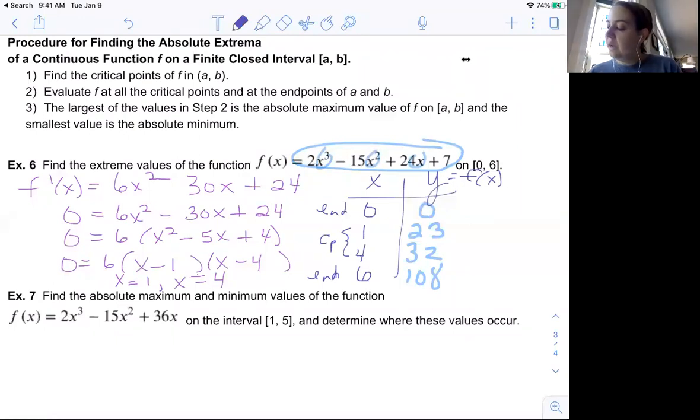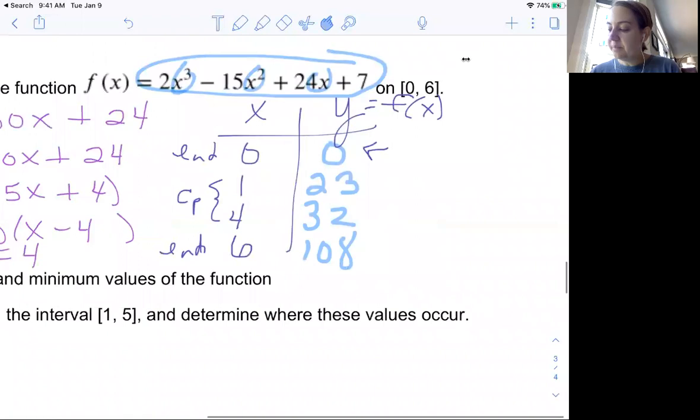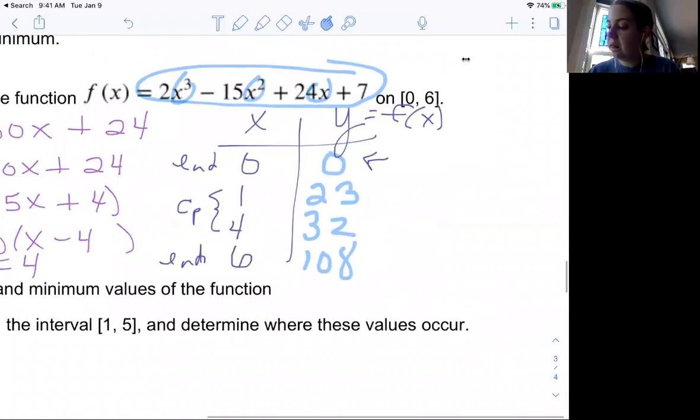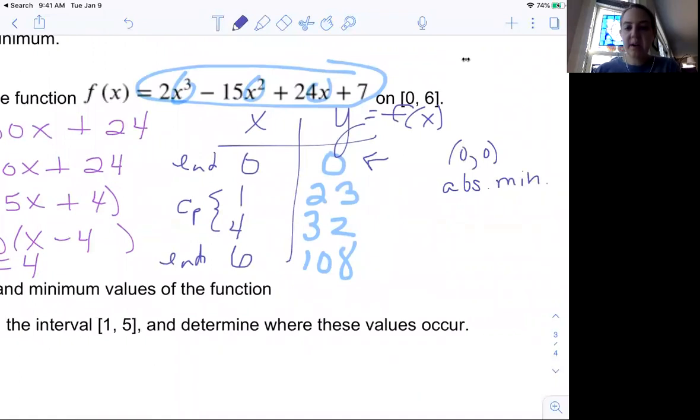So we have a 0. Now, there's a couple different ways to write this, and I just want you to be familiar with them. You could write it as an ordered pair, which is 0, 0. That's the lowest, so it's the absolute minimum. I'm going to abbreviate because we're out of space.